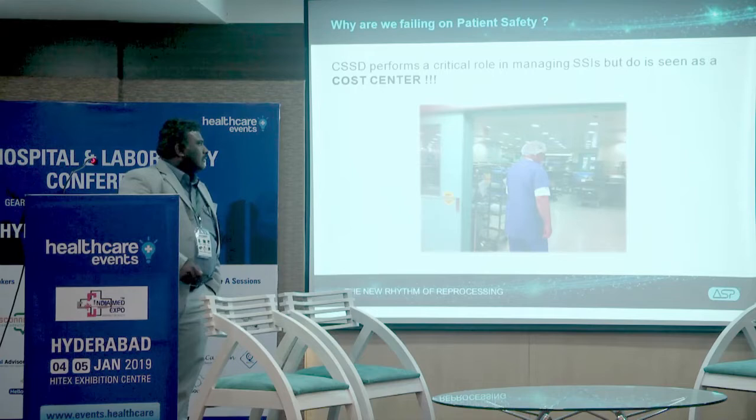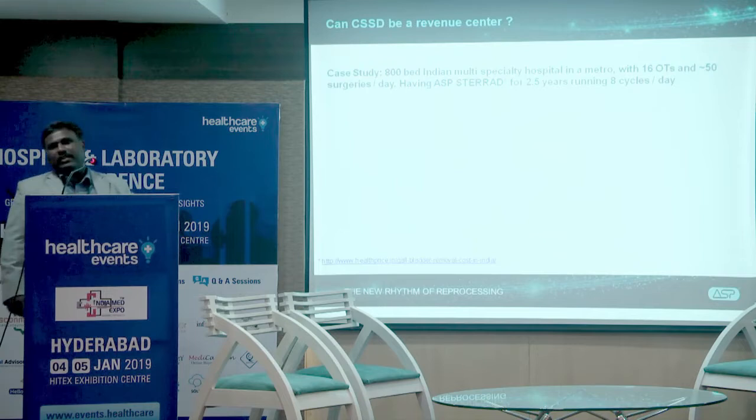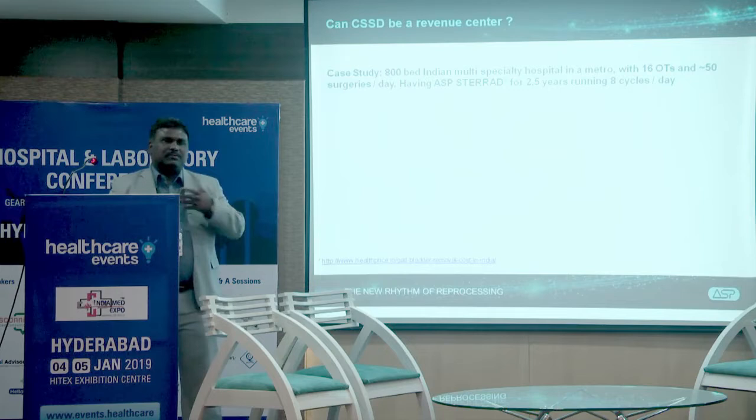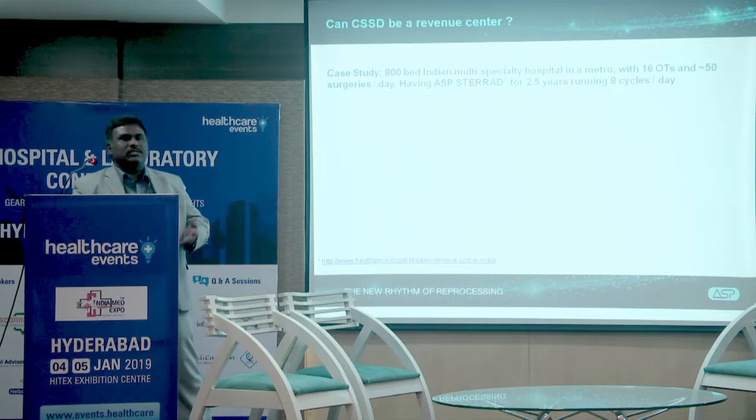So we have one interesting data. There is an 800-bedded Indian multinational multi-specialty hospital in a metro city. They evaluated without advanced technologies, and with plasma sterilization, whether any outcome measures changed with respect to the overall cost versus benefit. So what is the methodology here?